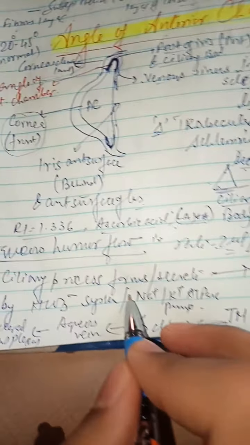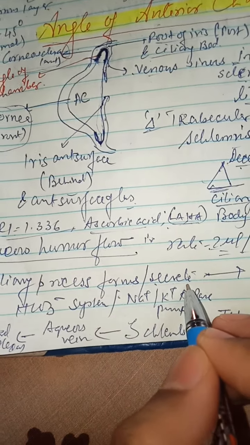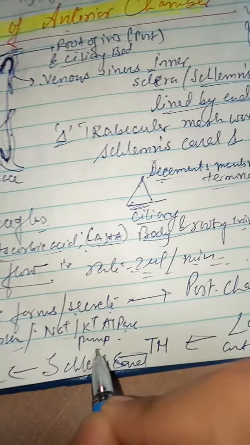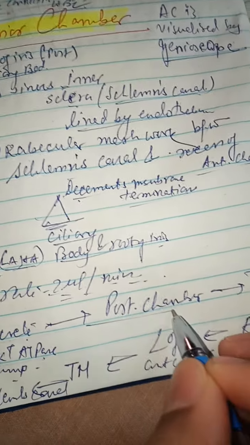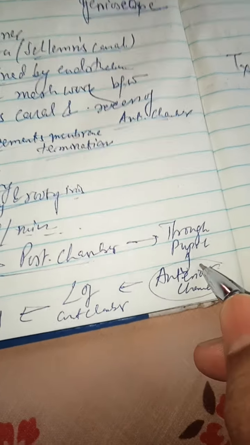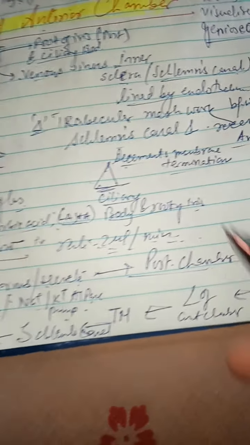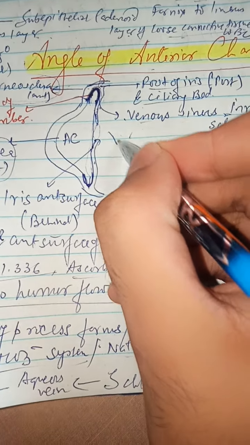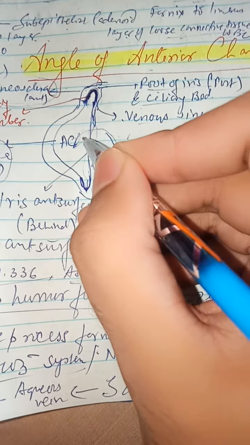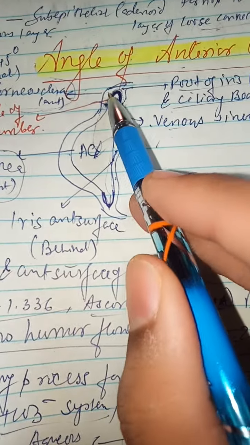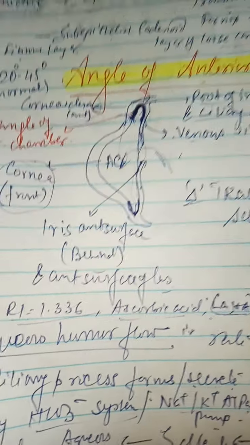The ciliary process forms and secretes the aqueous humor by the bicarbonate system or sodium potassium ATPase pump into the posterior chamber, and from the posterior chamber through the pupil it enters the anterior chamber. So this is the pupil. From the posterior chamber it enters the anterior chamber, and from this anterior chamber it goes to the angle of the anterior chamber.